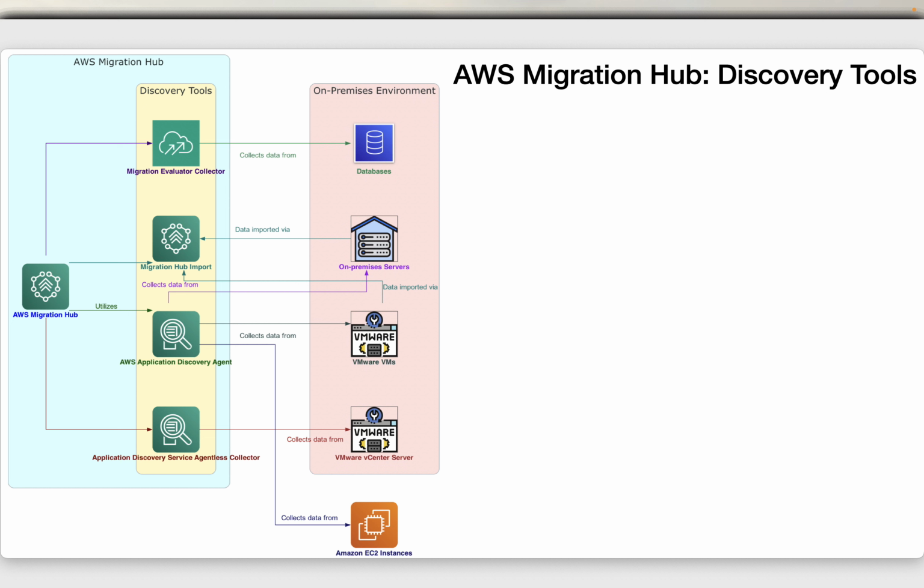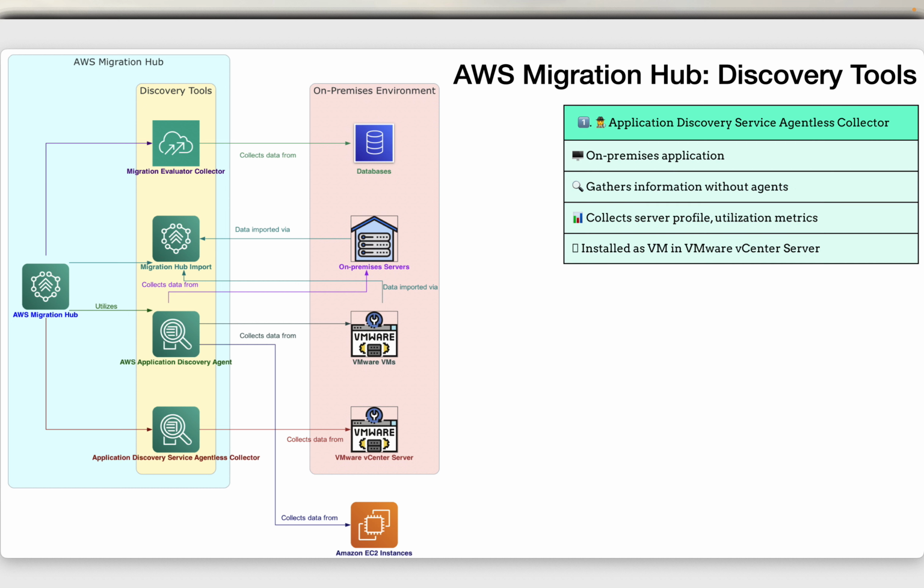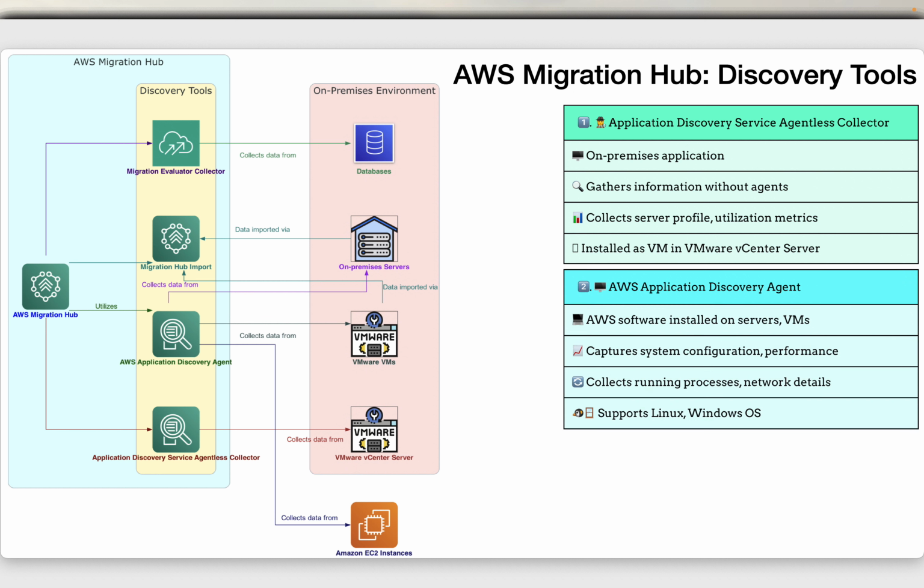So let's see what are the discovery tools available. First one is Application Discovery Service Agentless Collector. The Agentless Collector is an on-premises application that gathers information about your on-premises environment without requiring agents. It collects server profile information such as operating system, number of CPUs, amount of RAM, and server utilization metrics. The Agentless Collector is installed as a virtual machine (VM) in your VMware vCenter server environment using an Open Virtualization Archive (OVA) file.